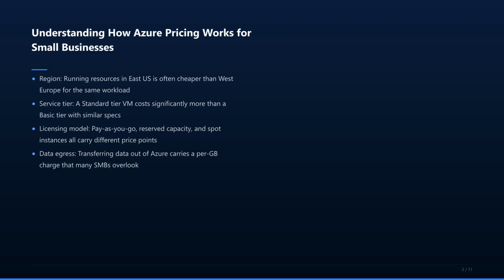Azure pricing varies by several key factors. Region: running resources in East US is often cheaper than West Europe for the same workload. Service tier: a standard tier VM costs significantly more than a basic tier with similar specs. Licensing model: pay-as-you-go, reserved capacity, and spot instances all carry different price points. Data egress: transferring data out of Azure carries a per GB charge that many SMBs overlook.